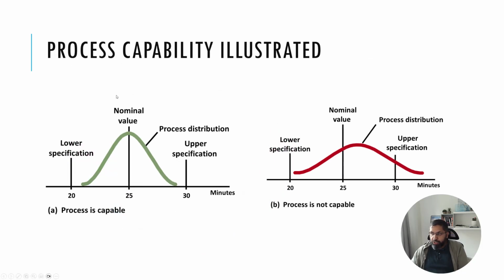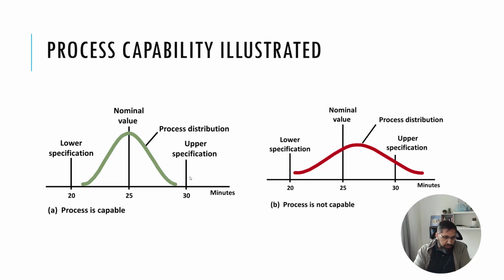This is an illustration of A, the first figure with the green curve, where a process is capable, and B, the distribution of output for an incapable process. The key to notice is our specification limits, which are 20 to 30. Upper spec is 30. It's something to do with time, so we need to get done within 30 minutes. And the lower spec is 20. We are allowed to take up to 20 minutes. That's totally fine. So we need to be somewhere between 20 and 30 minutes.